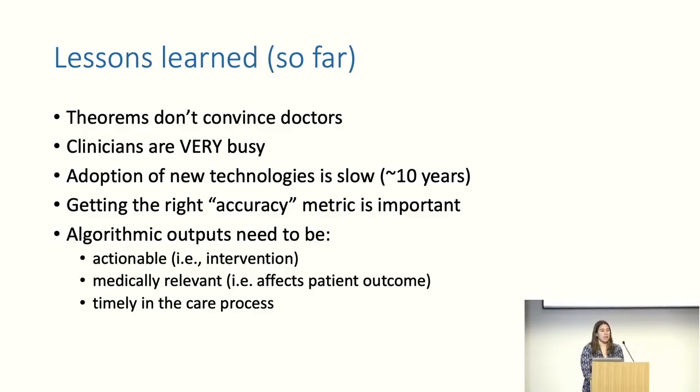And importantly, if you're going to have a useful algorithmic output in a clinical setting, it has to be actionable, in the sense that there's an intervention doctors can do based on this information. It has to be medically relevant. So if you can predict something that is not important, it doesn't help. If you can predict something important, great. And it also has to be timely in the care process, meaning that somehow you can predict it faster than the doctors in real time would know about their own patients based on observation.